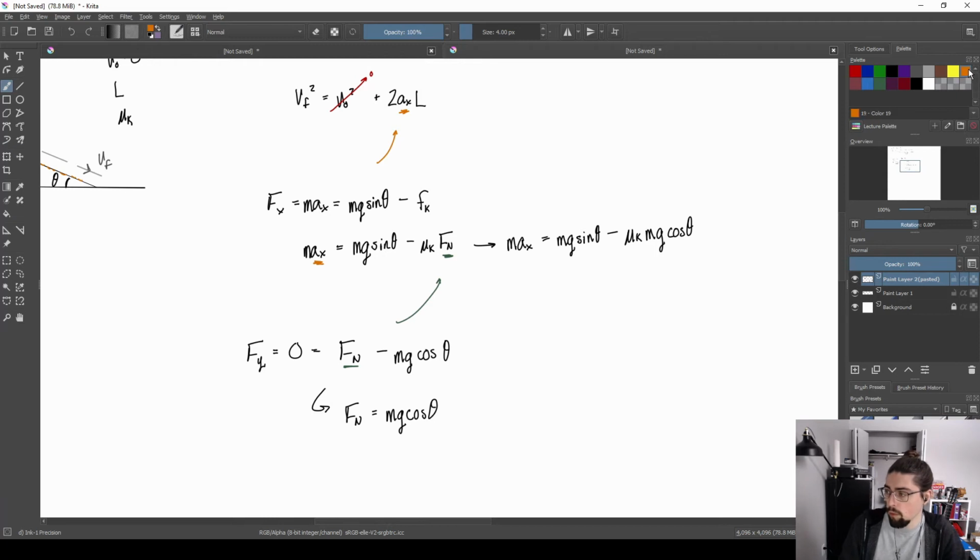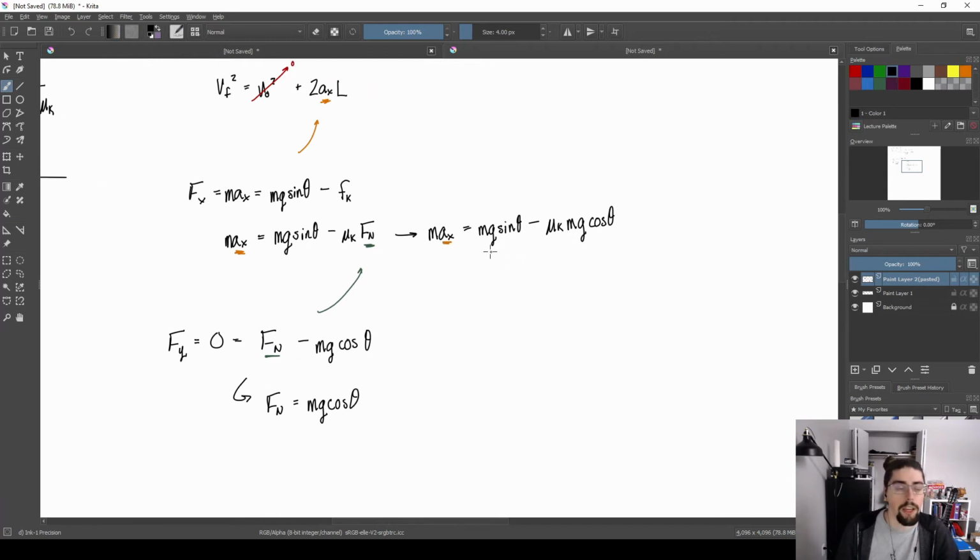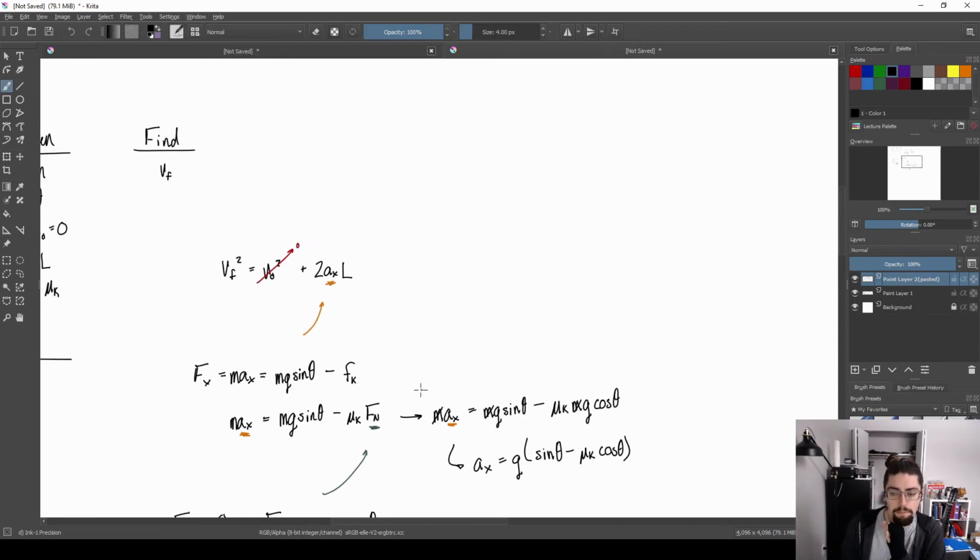Okay, remember, we're after a_x. So what I'm going to do is simplify this out a little bit. I am going to cross out my m's. I don't need all of those. And I'm going to make this look just a little bit prettier before I have to plug it into the next step. I'm going to say g times sine of theta minus mu_k cosine of theta. Just pull the g out so it's a little bit less writing. I have my acceleration. Go back up.